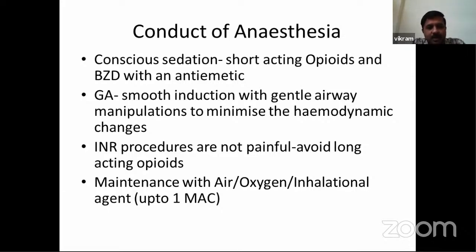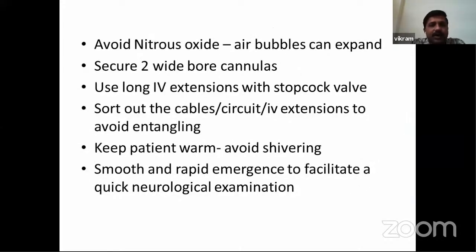Don't use a very high concentration of inhalational agents. You can go up to MAC of 1. In case you have to deepen the plane of anesthesia, you can always go for propofol infusions or dexmedetomidine infusions. And avoid nitrous oxide, because air bubbles can enter into the arterial circulation when a sheath is placed or a guide wire or microcatheters are being introduced through the sheath.